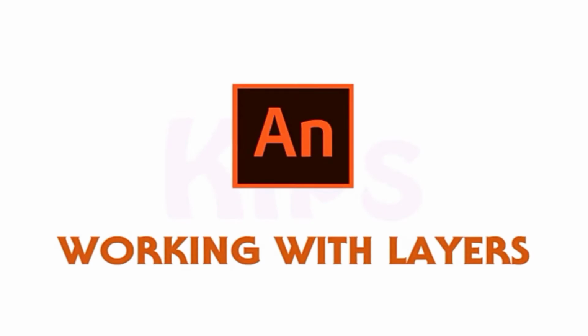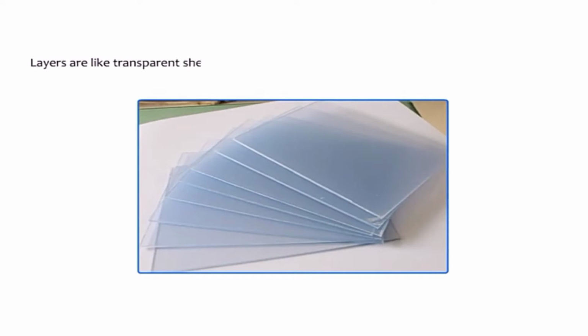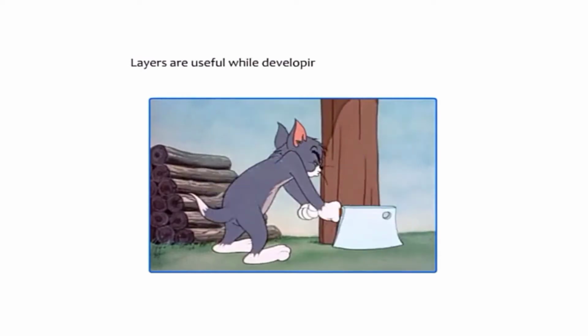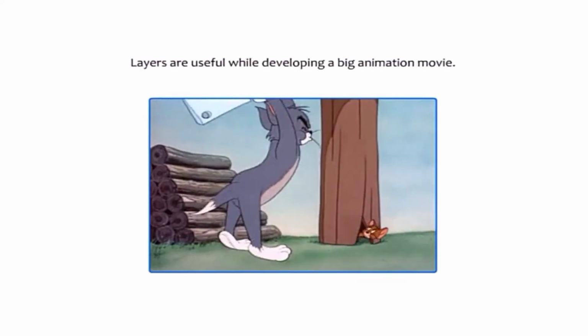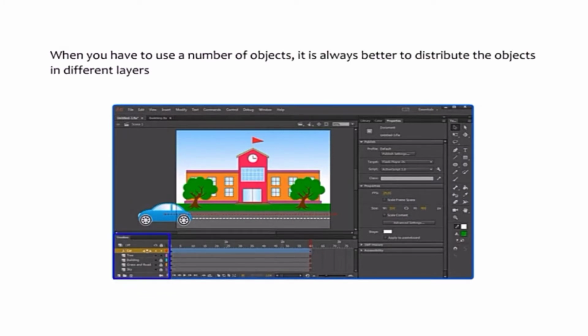Layers in Adobe Animate CC. Layers are like transparent sheets that can hold objects and are stacked on top of each other. Layers are useful while developing a big animation movie. When you have to use a number of objects, it is always better to distribute the objects in different layers as it makes the work process much easier.